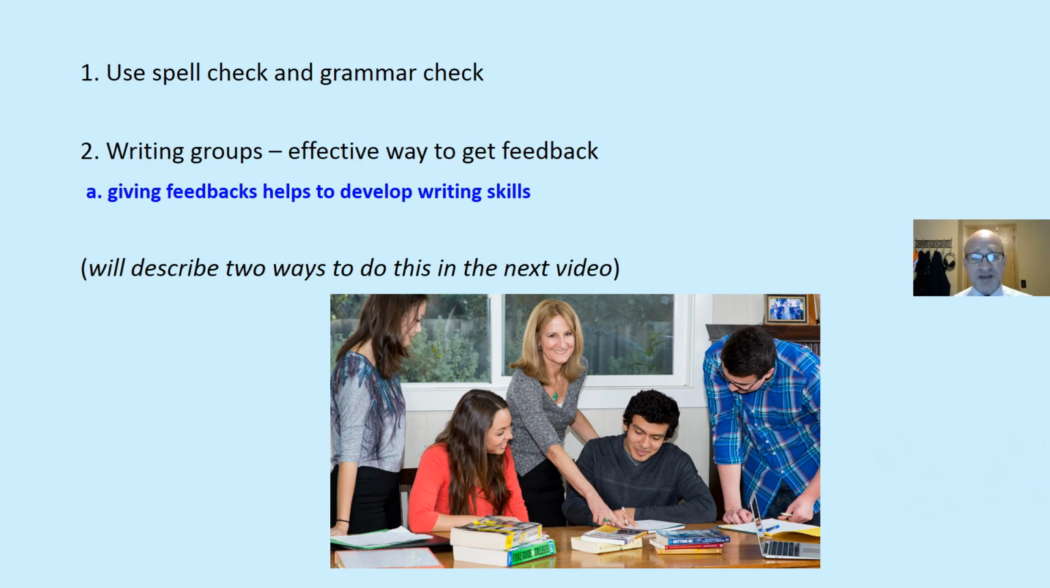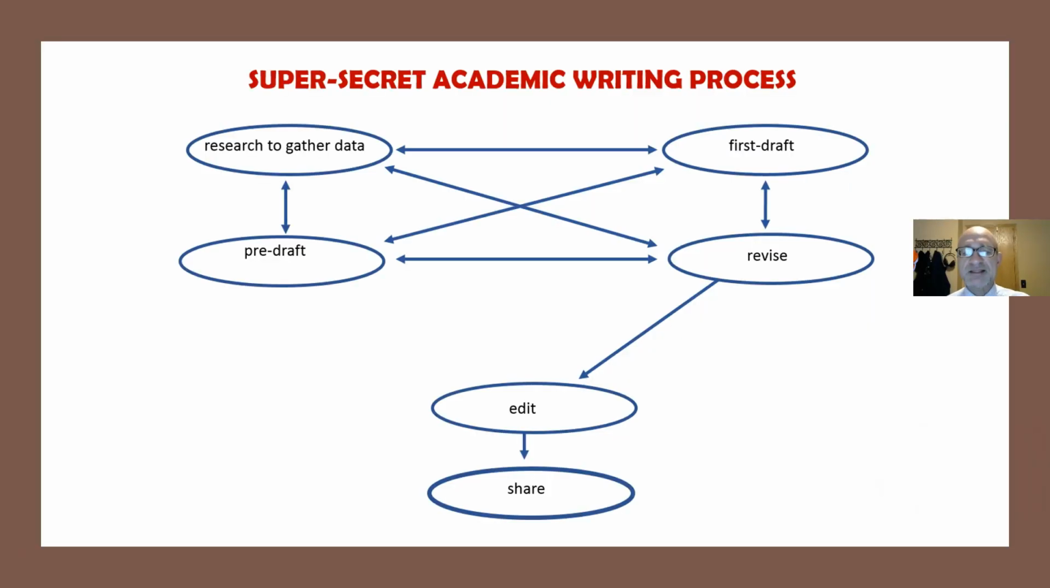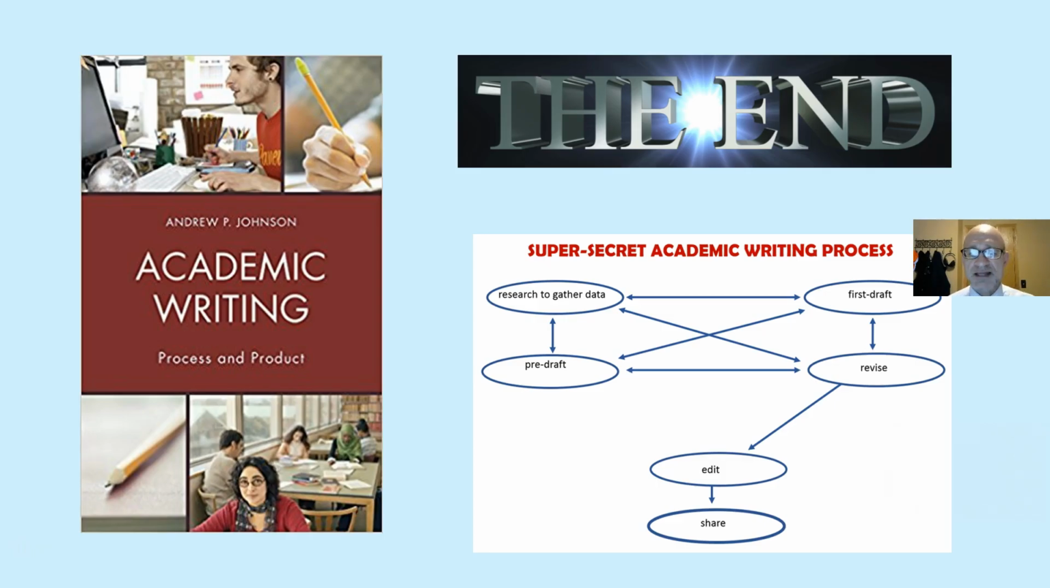Writing groups is an effective way to get feedback and develop your writing skills, and I'll be talking about 2 of these in the next video. And then step 6, get those ideas out there. Share the paper. All right, that's just a very quick overview of the super secret academic writing process by my book. It's in there.